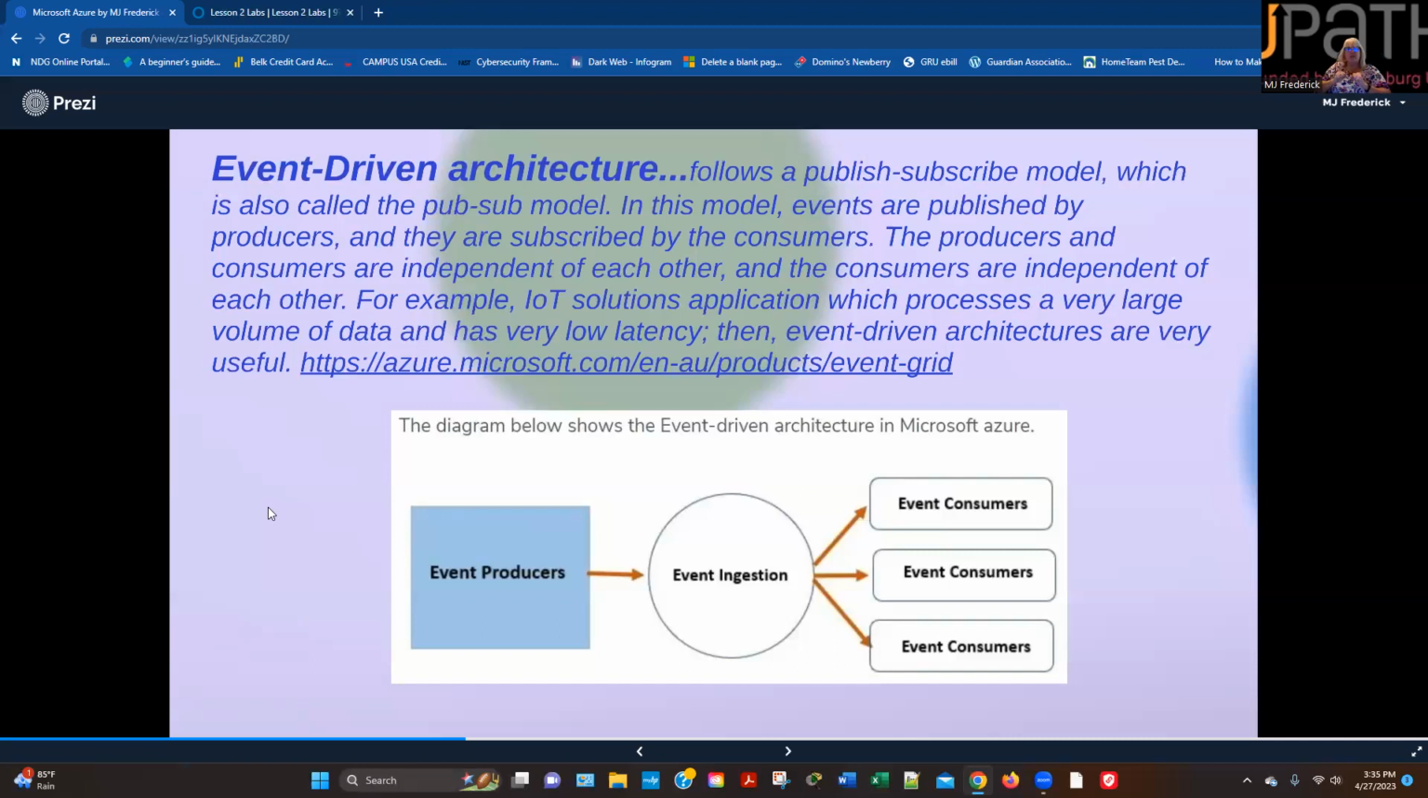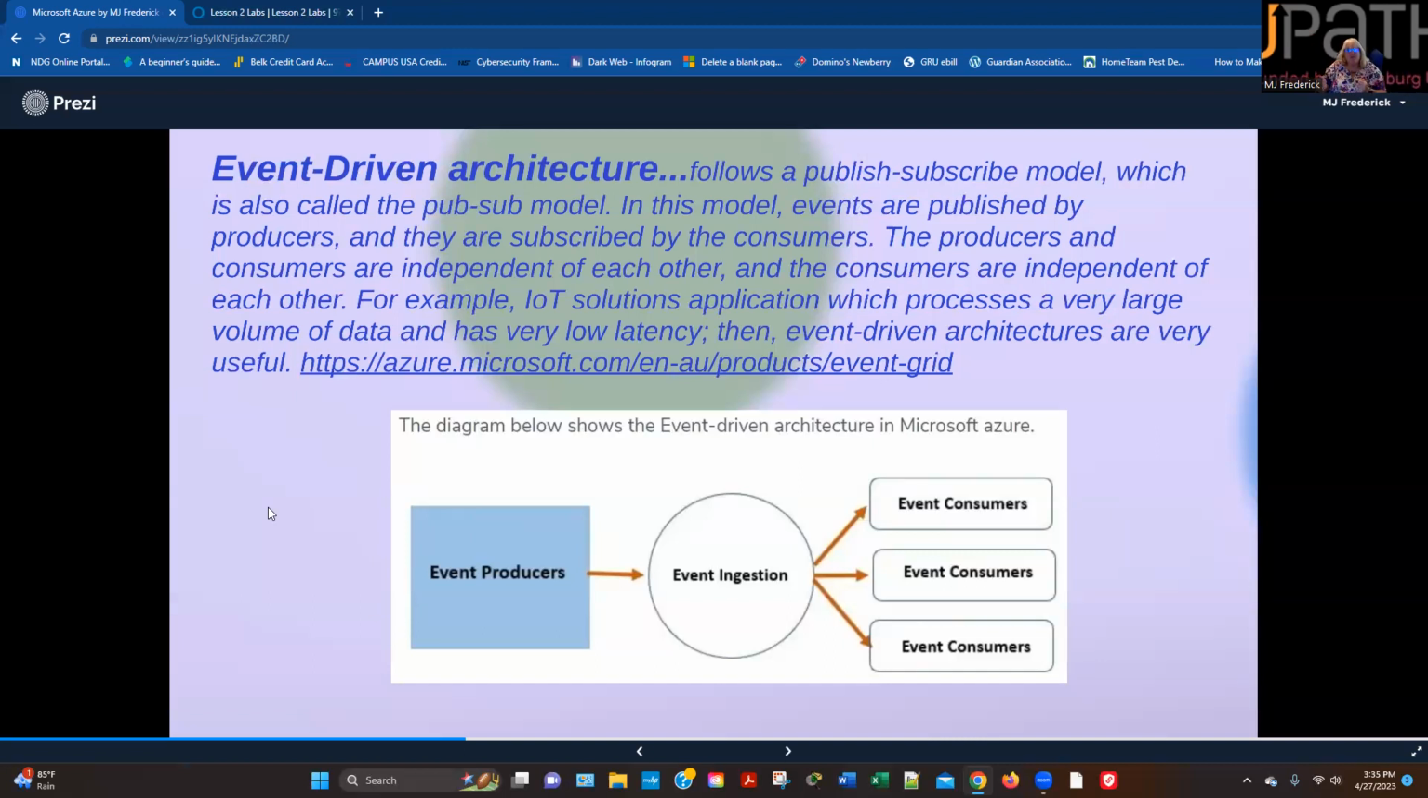Well, it kind of follows the same way here. The producers and the consumers are independent of each other, and the consumers are independent of each other. I mean, the consumers don't see each other either. So for example, when you look at the Internet of Things solutions, which process a very large volume of data, it has very low latency because the Internet of Things devices run mainly off of sensors. Sensors don't take up a lot. They're very low powered, right? And then this event-driven architecture becomes very useful. It gives us a lot more choice, variety. So this is what I'm used to here.